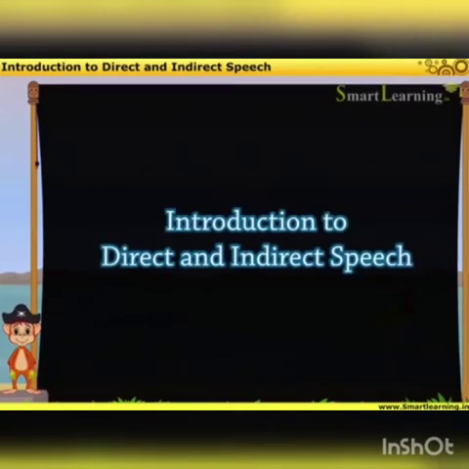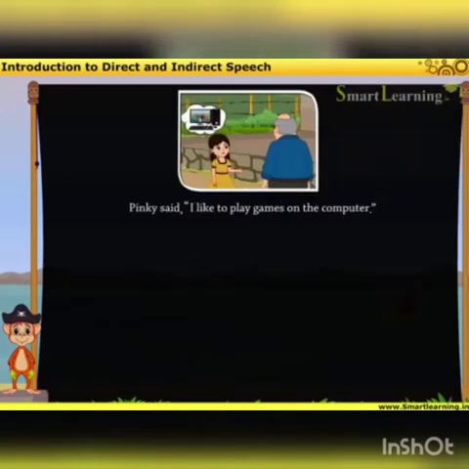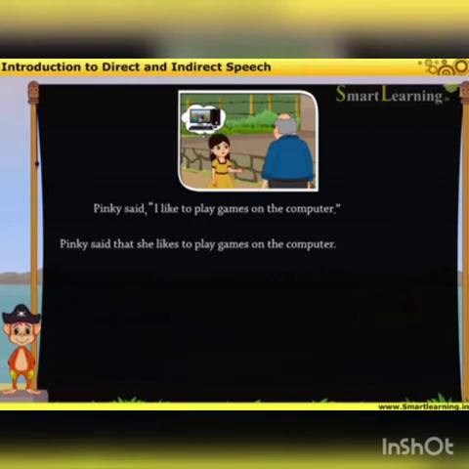Introduction to direct and indirect speech. Let us have a look at the given sentences. Pinky said, I like to play games on the computer. This sentence can be said in another way as well. That is, Pinky said that she likes to play games on the computer. Here, observe that the same thing is reported or told in two ways.